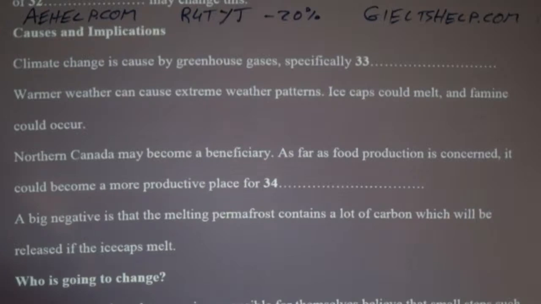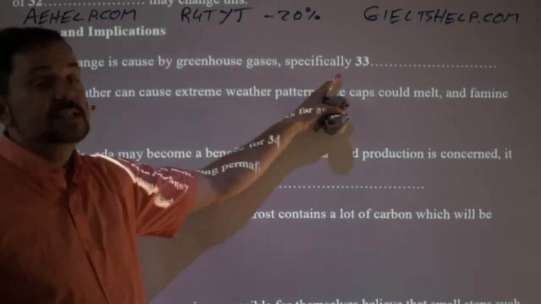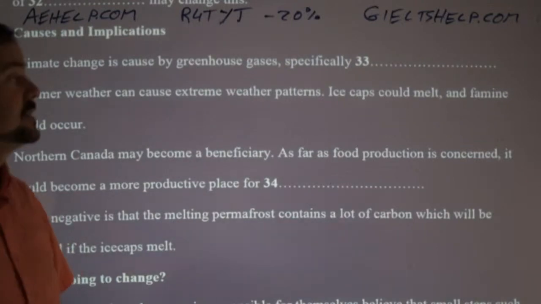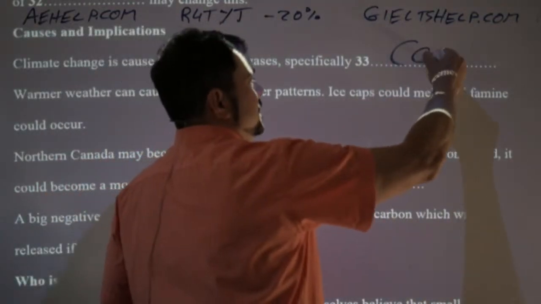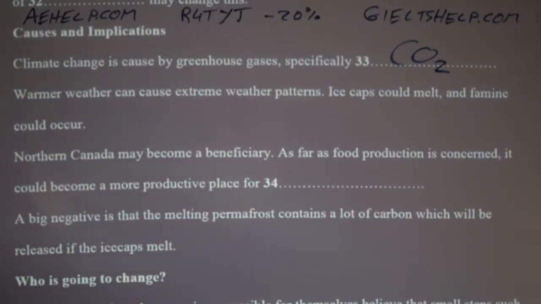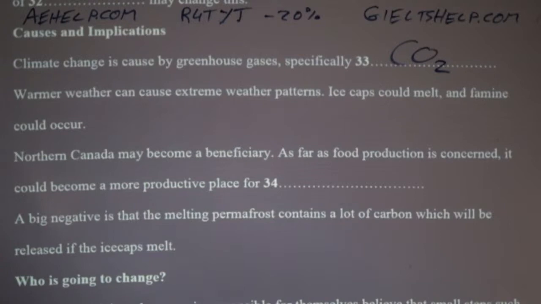So the causes and implications. Climate change is caused by greenhouse gases, specifically CO2. And CO2 is the easiest way to write this. So just write CO2. If you write a big 2, that's fine as well. Okay, so CO2, carbon dioxide. Again, you need some book knowledge to get good marks in the IELTS, okay?